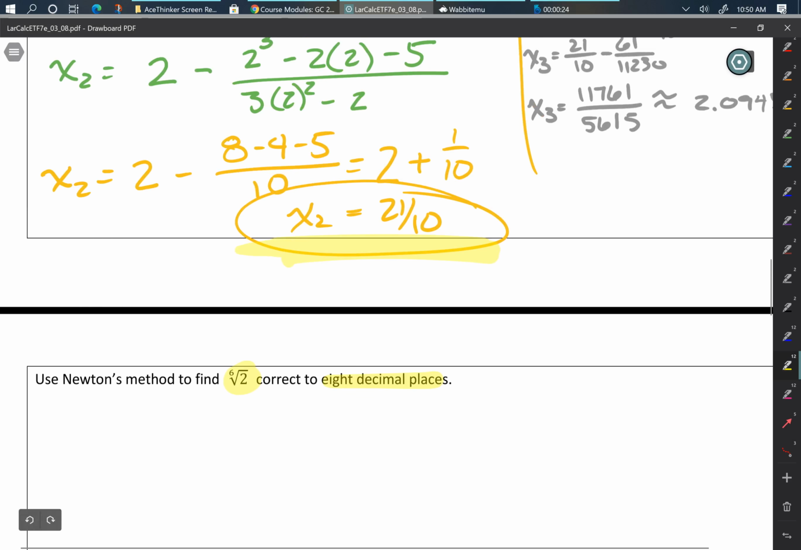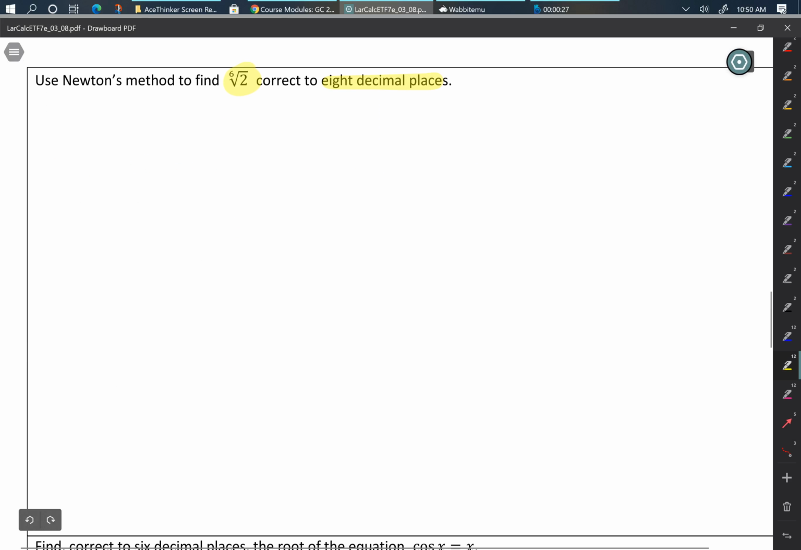Because in our previous example, they told us to stop at the 3rd iteration, x sub 3. So we are going to just do this until we get 8 decimal places of accuracy. This means we're going to keep going until the first 8 decimals match. Okay, I can do that.